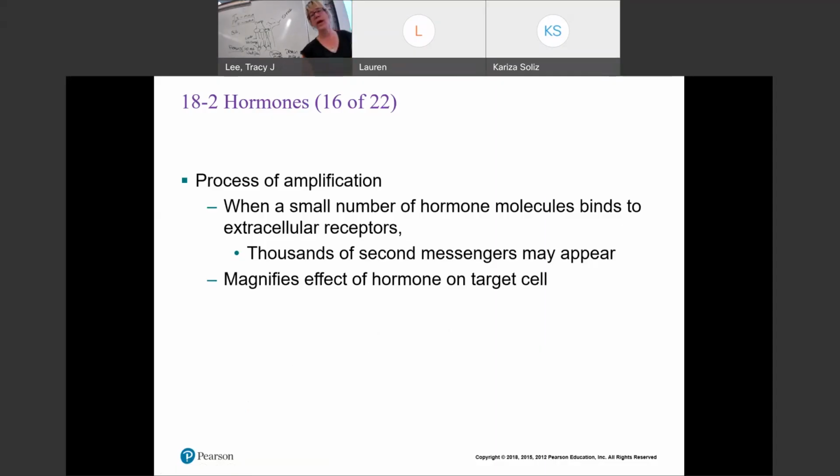What is amplification? This is when we have a small number of hormone molecules that bind to extracellular receptors, which then cause a big abundance of our secondary messengers. So what does this do? We have a small number and they accentuate the signal on the inside of the cell and really magnify it. This is amplification, right? To amplify something means you start with something small and then you make it something big. So we have a small amount of hormone, and it passes to the inside to a huge abundance of secondary messengers.